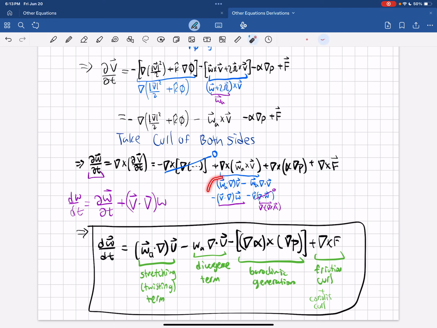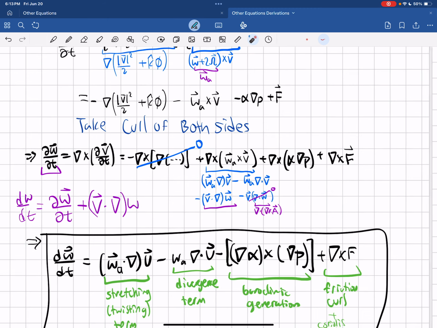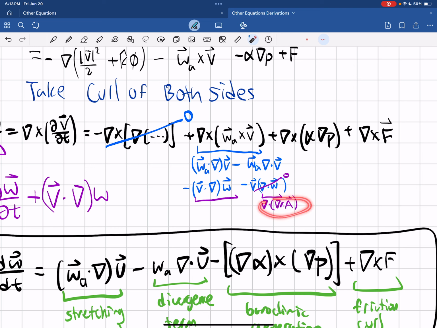Now this term you can split up into a bunch of terms with another vector identity, which you can look up on Wikipedia, under vector calculus identities. They have all of them. So you have a bunch of terms here. One of them is the divergence of a curl, which is also 0.